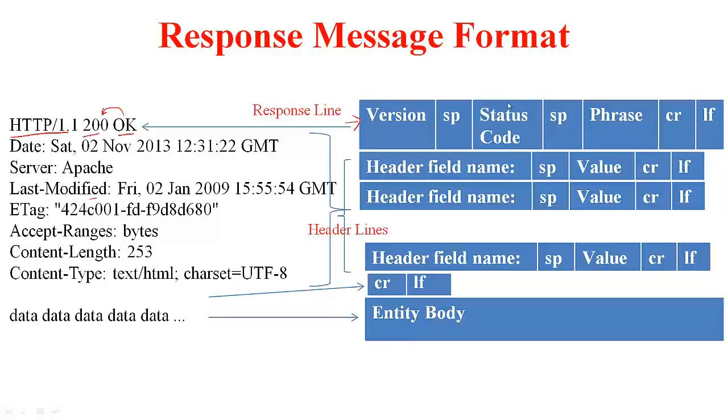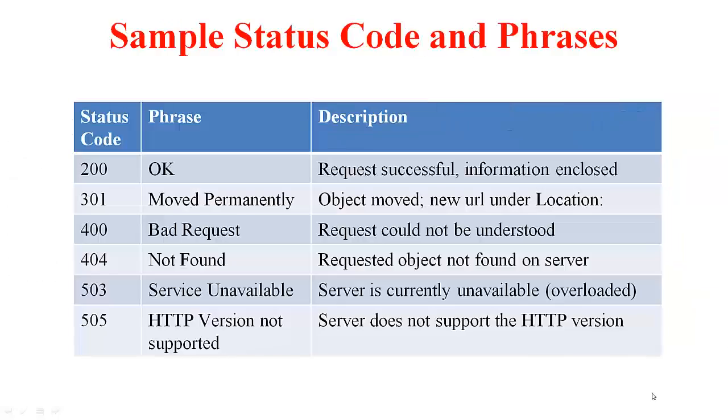Let's also look at a few status codes and phrases. You may have seen some of these already as part of your web browsing experience. So when you get a status code 200, it means the request was successful and whatever you asked for is enclosed. 301 is used to indicate that the object you have requested has moved permanently, and the new URL is often provided under the header field location.